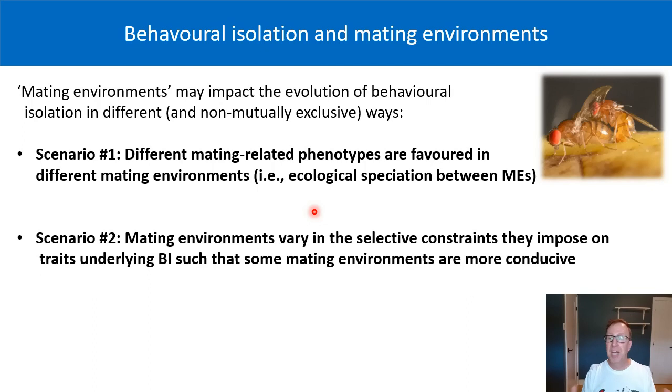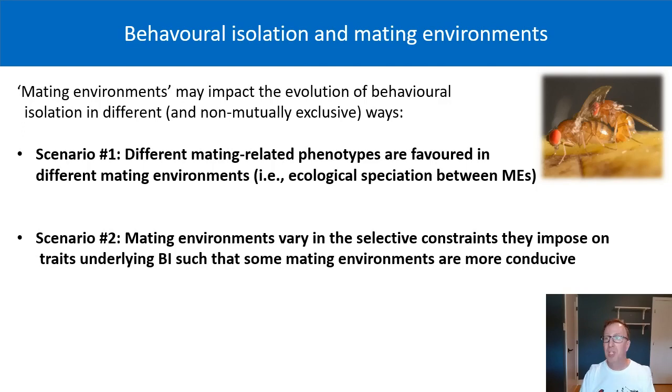So as an example, imagine a mating environment which has a high risk of predation. This may place constraints on the diversification of extravagant sexual display traits that hampers the evolution of behavioral isolation. Whereas in a mating environment with a low risk of predation, those constraints are absent and behavioral isolation can more readily evolve via whatever process is driving the divergence of those sexual displays.